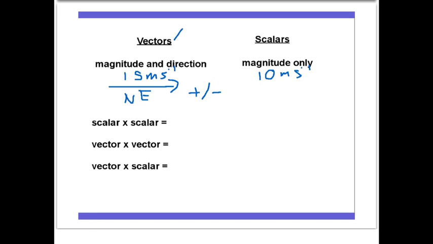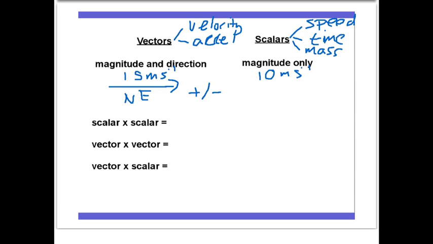So examples of vectors are things like velocity and acceleration is another one. Scalars, on the other hand, things like speed or time, mass, things that don't have a direction.